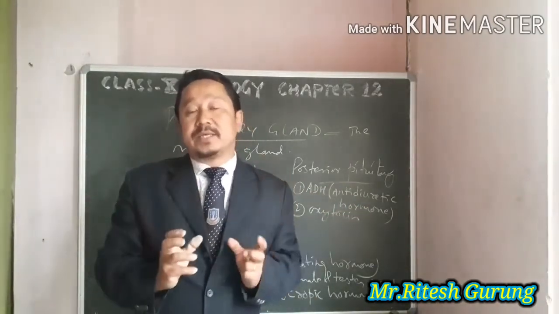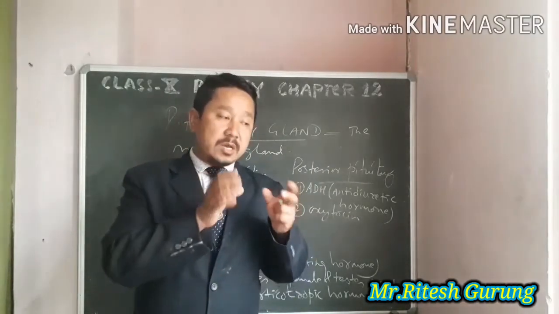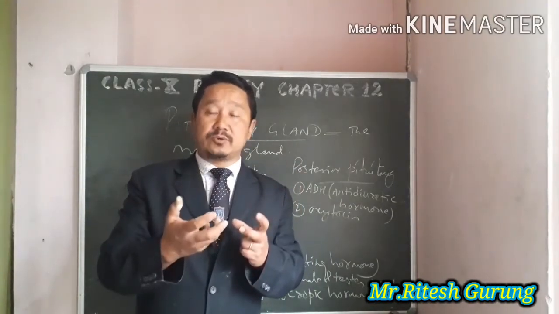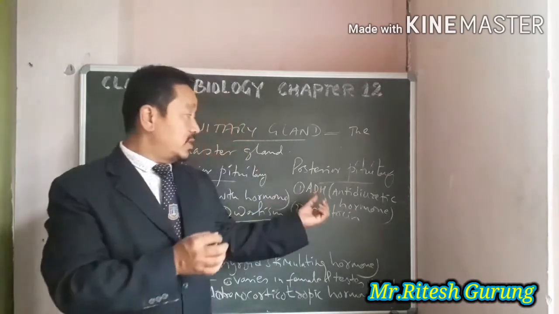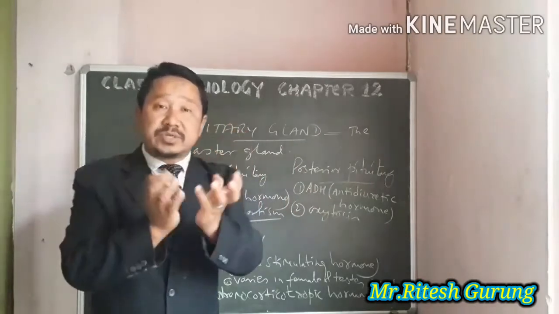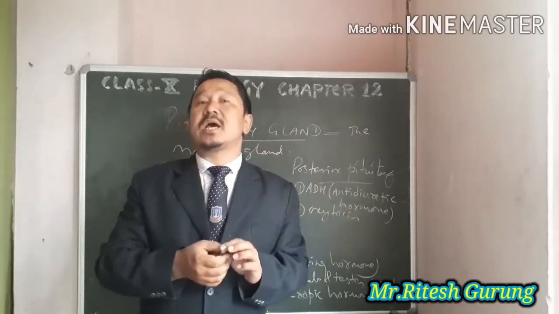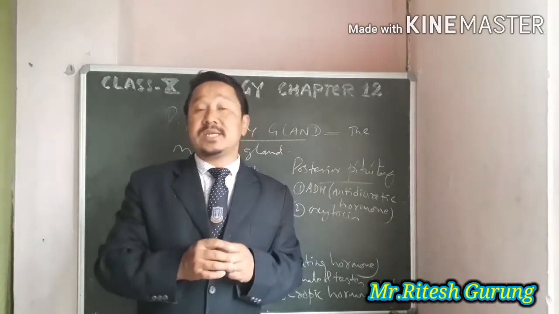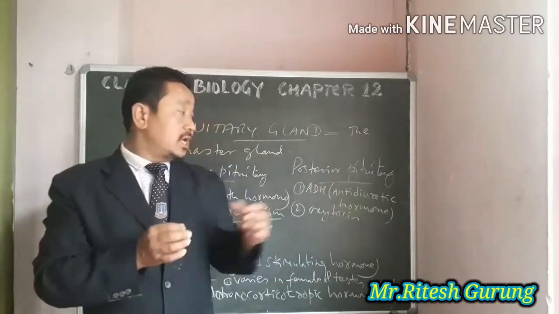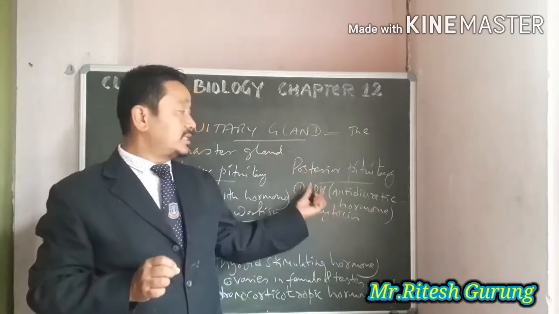Now ADH, or antidiuretic hormone, constricts blood vessels, increasing the blood pressure. As you know, when the blood vessels constrict, obviously the pressure will be increased, so the blood pressure increases, regulating the constriction of the blood vessels. It also increases reabsorption of water from the kidney tubule. So it also acts on the kidney, which means that more water is reabsorbed from the kidney tubule under the influence of this ADH.